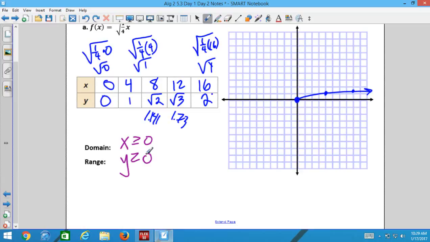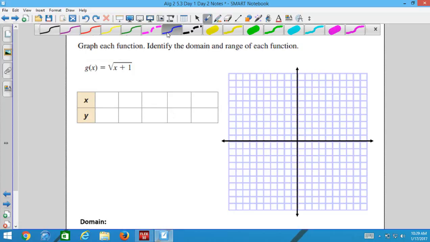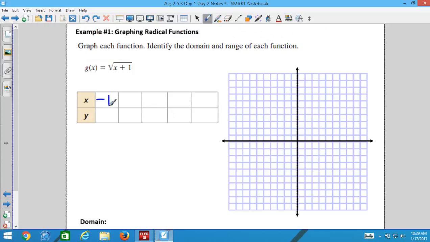Okay, with the next one, what x values make sense to plug in? Negative 1, and then add 1 on, and then square root. Before you start, think about things that are easy to graph. Why can we use negative? I thought we can't have negatives for x. Because you're adding 1, so it's really 0. So you'll add negative 1 plus 1, which is the square root of 0, which is 0.